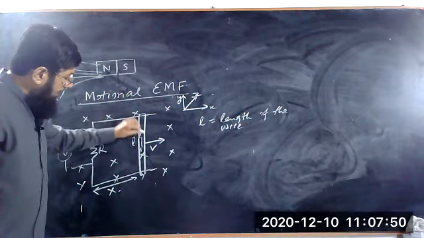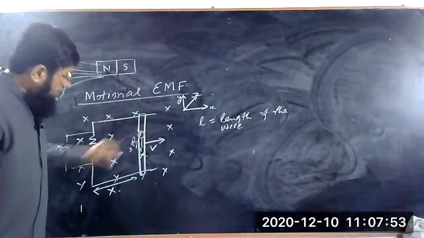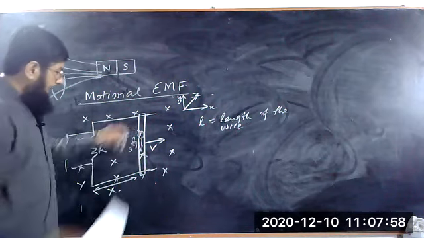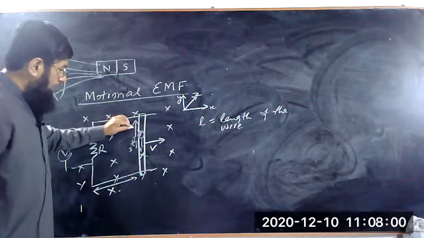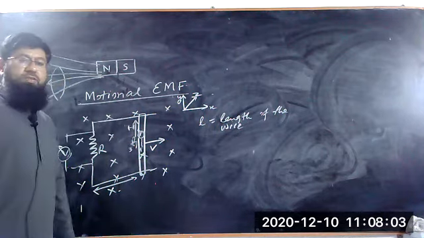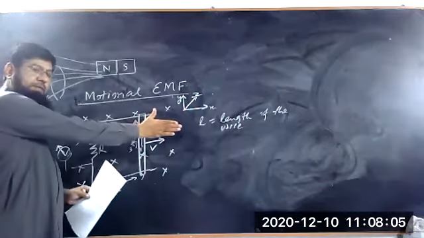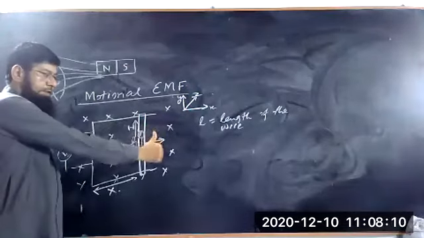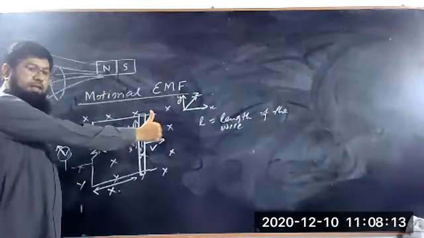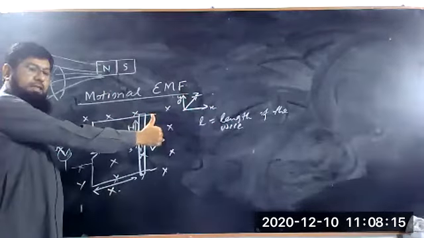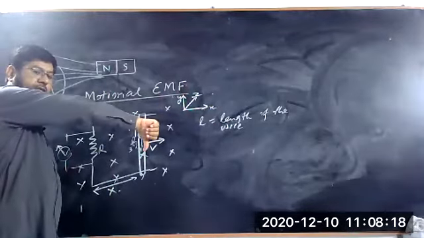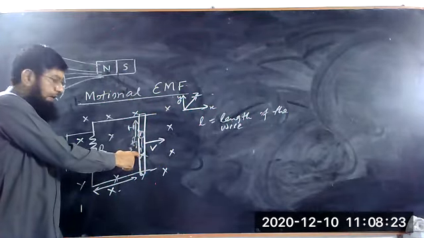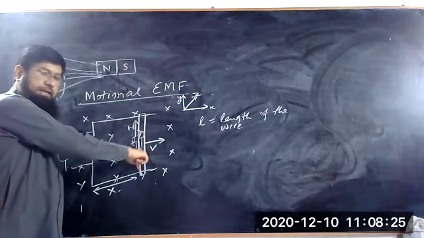So this is the magnetic force on the electrons, and the current is opposite to the direction of the force. This is v cross B. B is inside. v cross B means the force is upward, but due to the negative charge, the direction of the force is reversed. So the force is in the downward direction. All the electrons within the wire will experience the force in the downward direction.